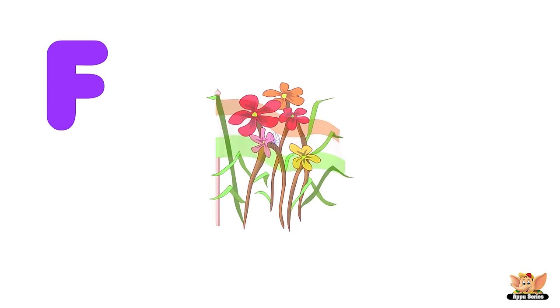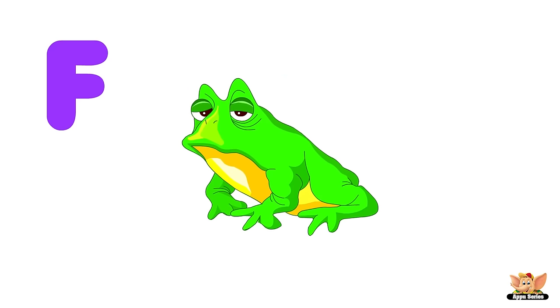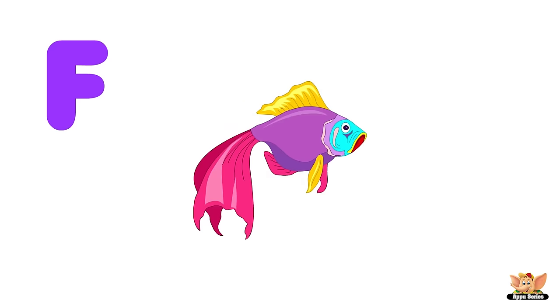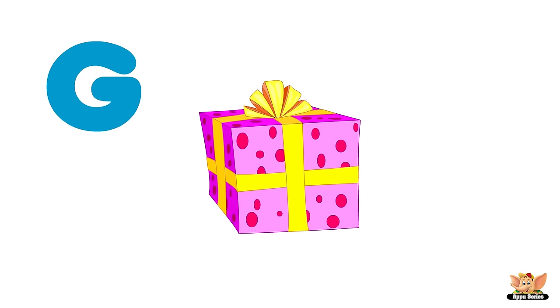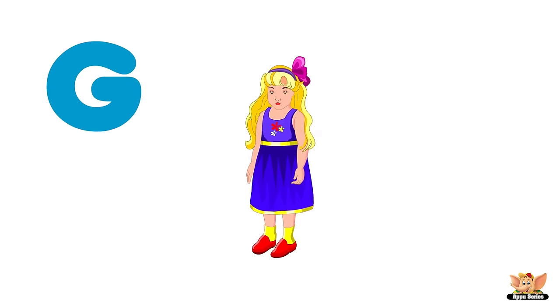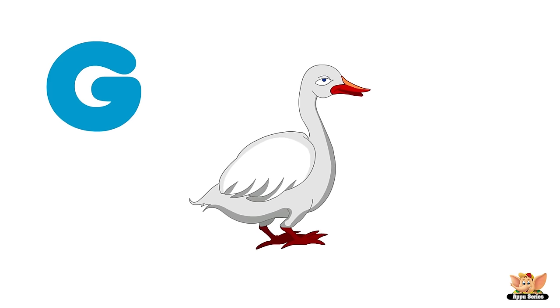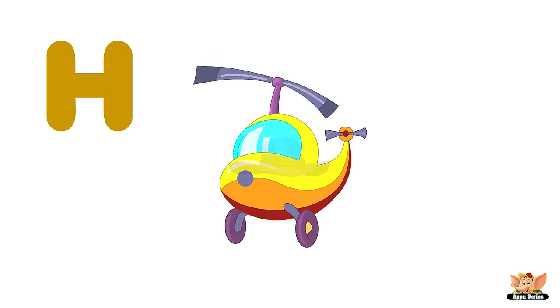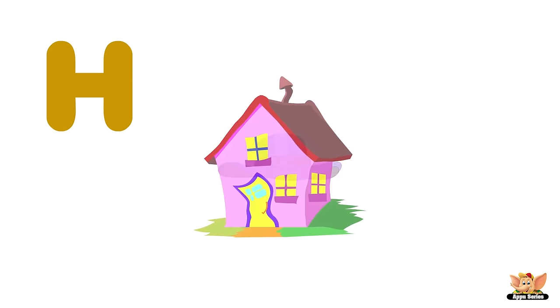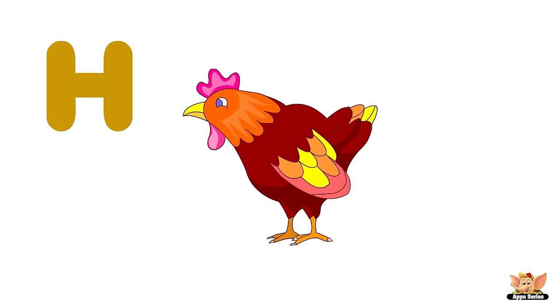eye. F is for flag, flower, frog, fish. G is for gift, girl, goose, glass. H is for helicopter, hat, house, hen.